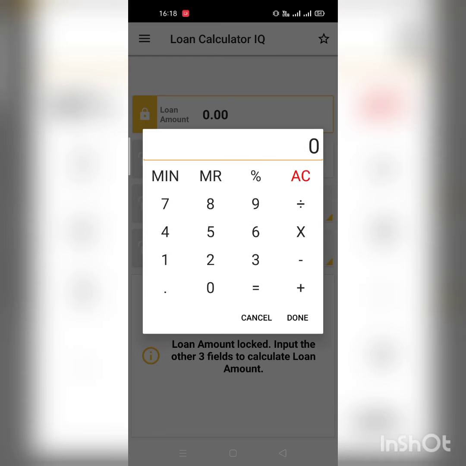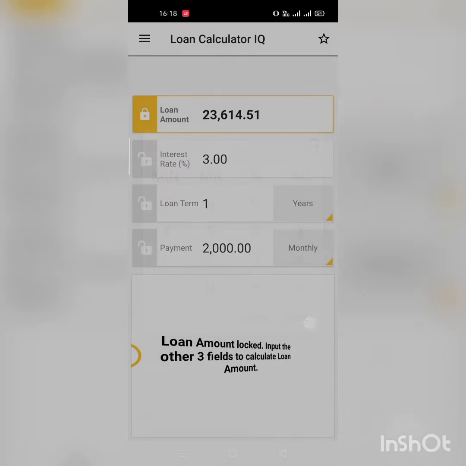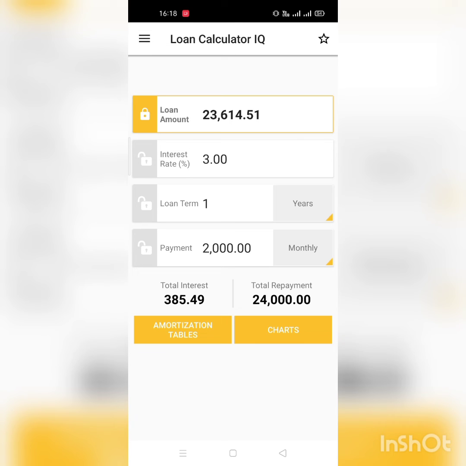and the interest rate is 3%. Here you can see my loan amount is 23,614. So my total interest is 385 and the loan repayment is 24,000.